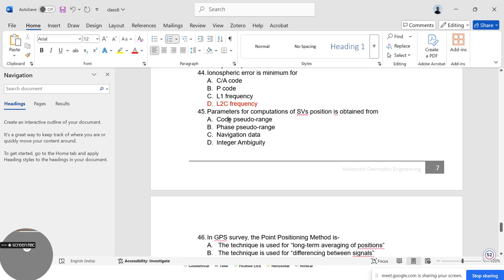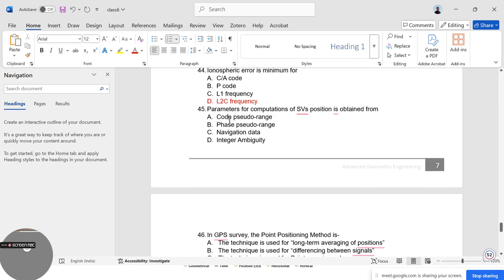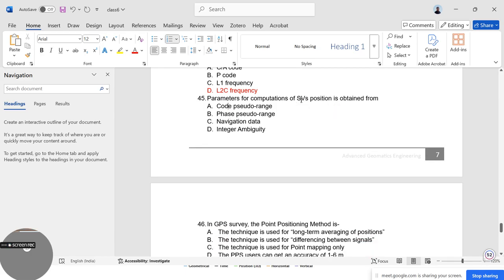A parameter for computation of satellite vehicle's position is obtained from the satellite vehicle's position. So the X and Y of the satellite will be obtained using the navigation data, which the GPS satellites are sending to us.